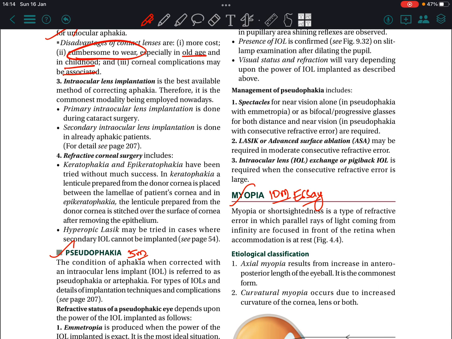Intraocular lens implantation. The best available method to correct aphakia is intraocular lens implantation. Primary intraocular lens implant is done during cataract surgery. Secondary is done in an already aphakic patient.